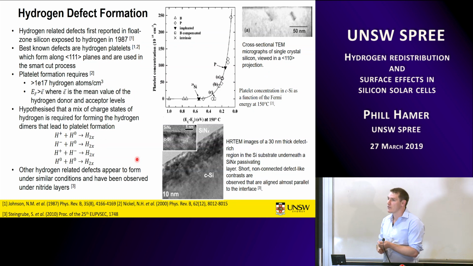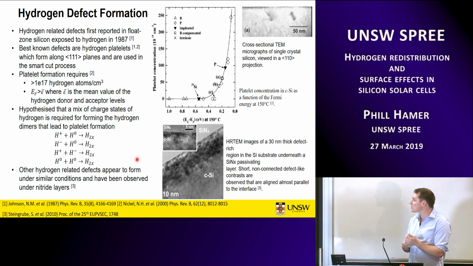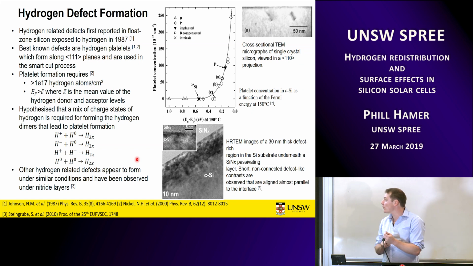I'm not, however, saying that platelets are what we're seeing in our samples. We're probably seeing something not quite that coherent and not quite that well formed. If you look below, you see a paper from 2010 by Steingruber, where they actually observed defects in TEM close to a silicon nitride passivated P-type surface. Again, the very surface doesn't look quite as bad as the region just underneath, but the defects are much more distributed, much less coherent. So this is probably more likely what we're seeing: a build-up of hydrogen in that region leading to significant degradation.